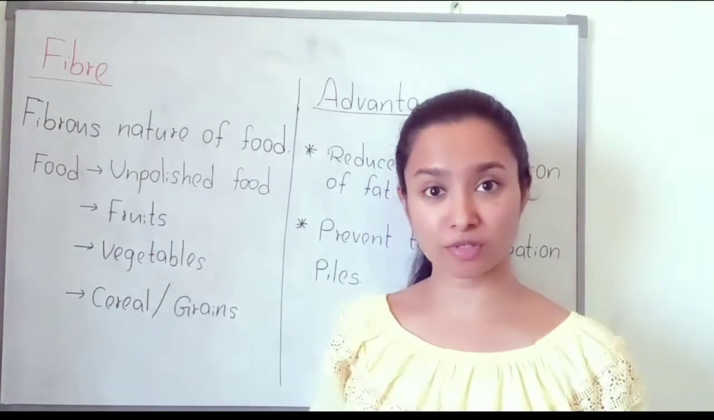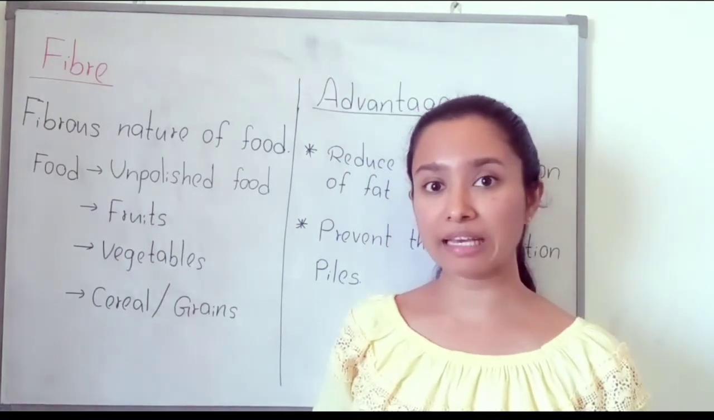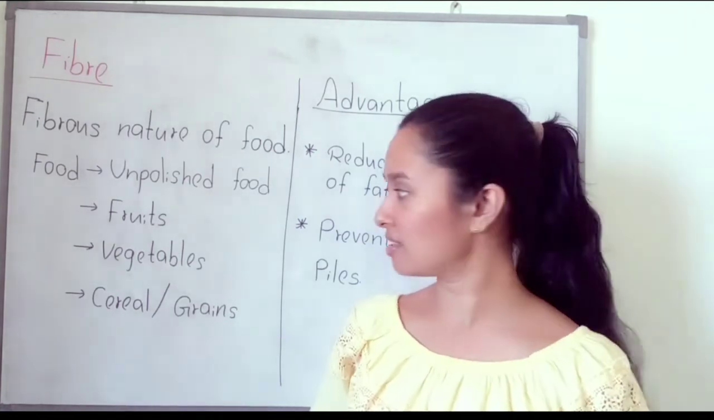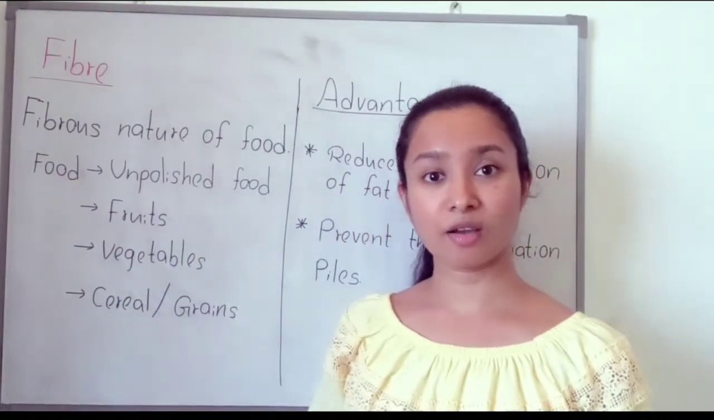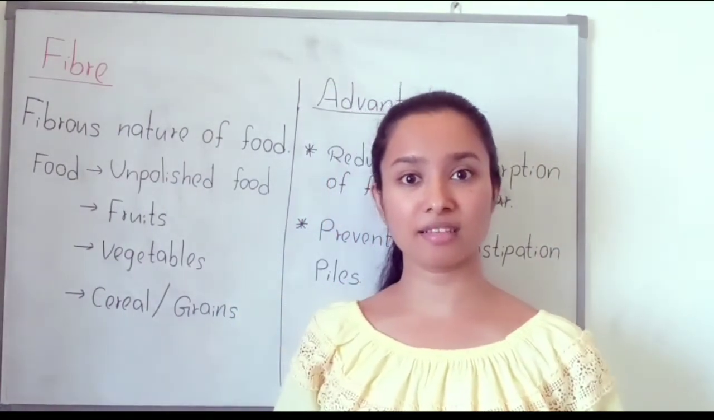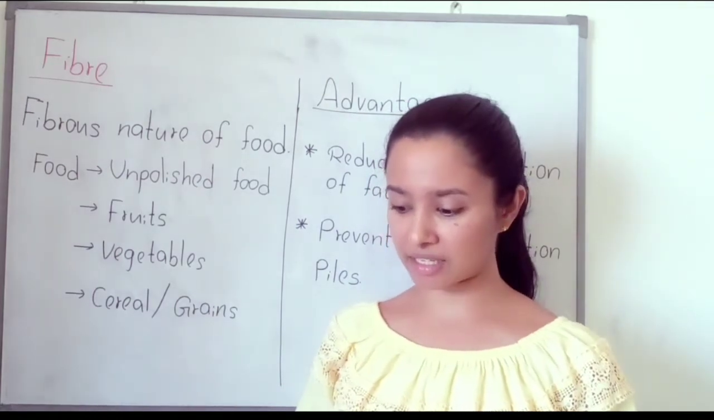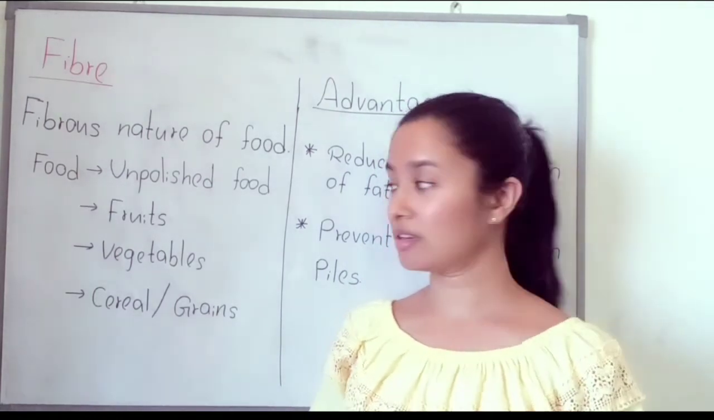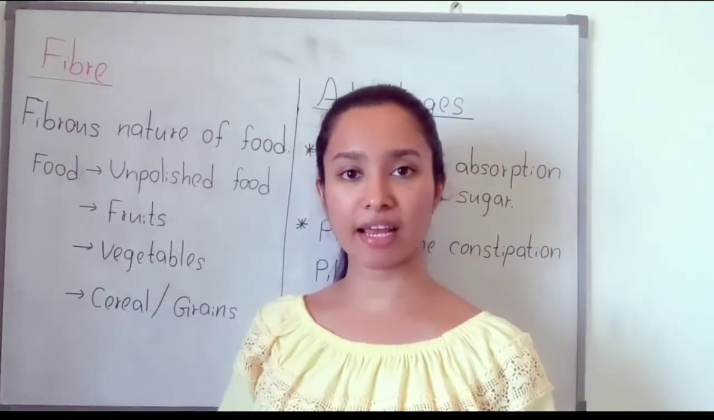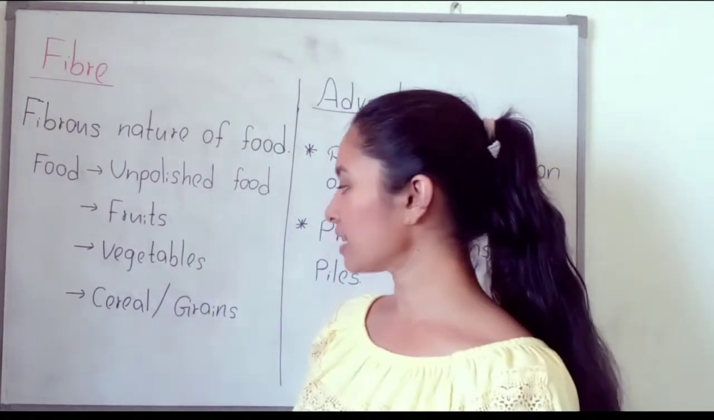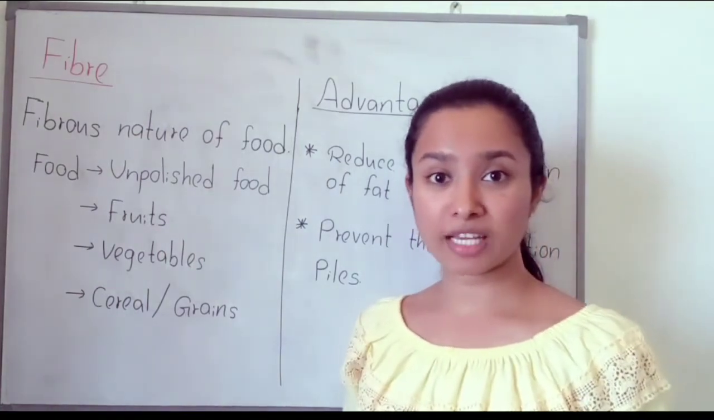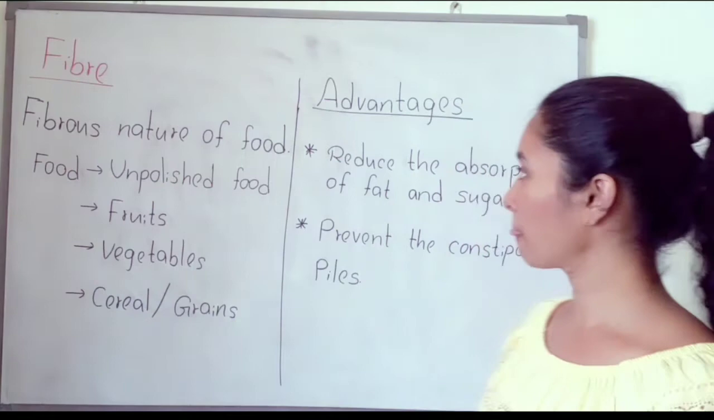Then fruits. What are the fruits which contain fiber? Mostly banana, mango, umbrella fruit, pawpaw, these types of fruits. Then vegetables. Kohila and loofah, carrots, these types of vegetables we can take, and also beans, drumsticks. These are the vegetables rich in fiber. And cereals, grains, whole grains. That means unpolished ones.